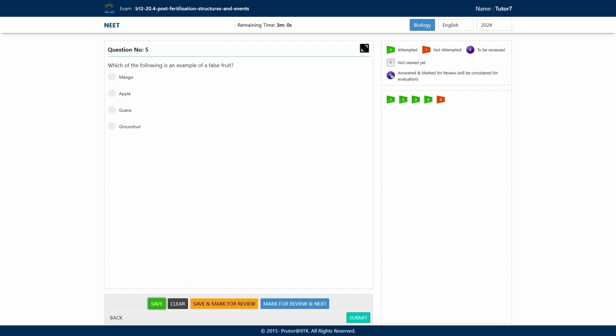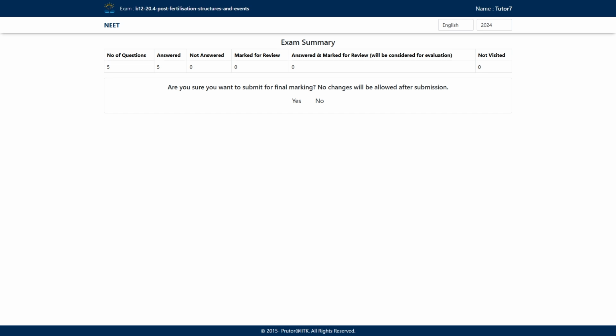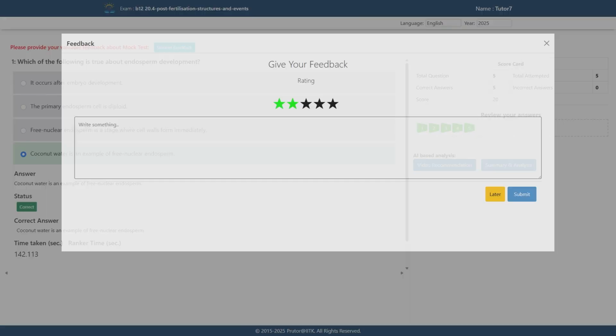Which of the following is an example of a false fruit? Mango, true fruit. Ovary forms the mango. Guava, true fruit from the ovary. Groundnut, true fruit from the ovary. But the apple is formed from the thalamus. The ovary is embedded inside it, but what is the edible part? The food is stored in the thalamus, right? So the apple is the false fruit. We will save it and submit the test and see the results.